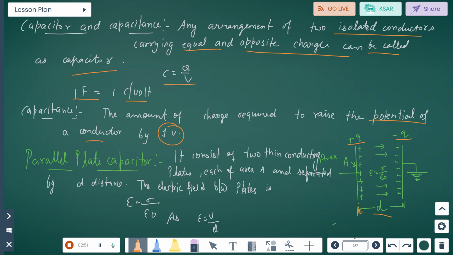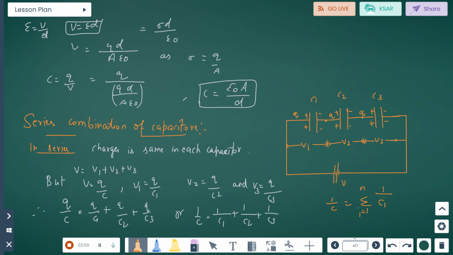Now E equals sigma by epsilon naught, and E equals V by D. So we get V equals sigma D by epsilon naught, or V equals QD by A epsilon naught, as sigma equals Q by A. So C equals Q by V, which gives C equals epsilon naught A by D.